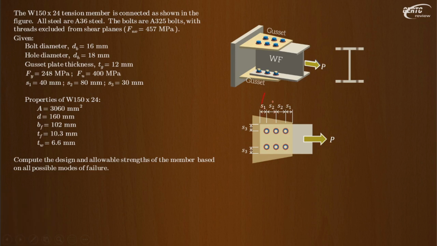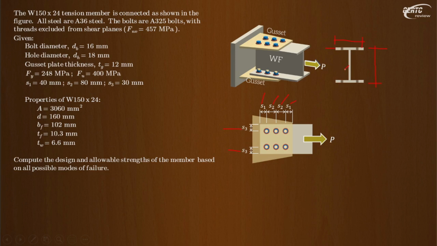40 mm. S1, S2 is 80 mm, and then S3 is 30 mm. This is also S1 here. Okay, and the properties of the wide flange section, W150 by 24, area is 3060 square mm. The depth, okay, we know that one. This is our total depth. The depth is 160 mm. The flange width, all right, this is our flange width, 102 mm. The flange thickness is 10.3. The web thickness is 6.6 mm.